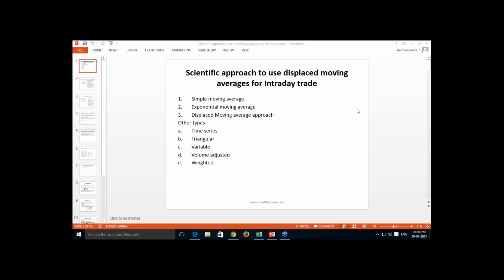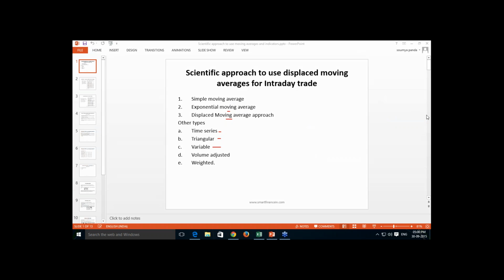How we can utilize the moving average for our trade decision. Different types of moving averages are used in technical analysis: simple moving average, exponential, displaced, time series, triangular, variable, volume adjusted, weighted. All these different types of moving averages are available in the technical studies.